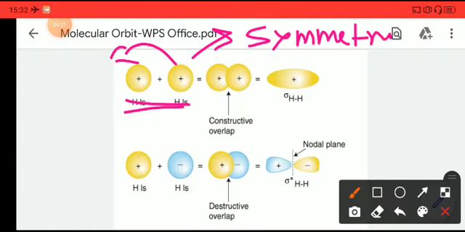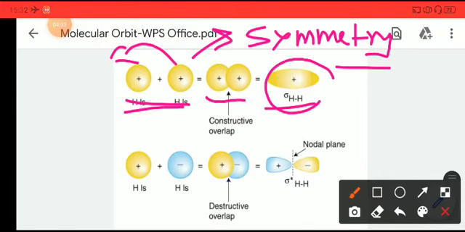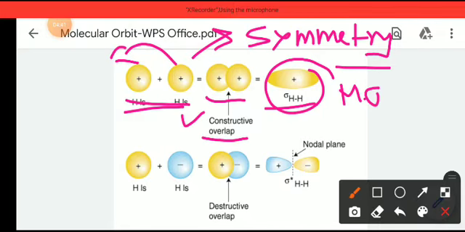Symmetry is a larger concept and is not in your syllabus, but just know that when two atomic orbitals have the same kind of symmetry, they merge and form a large molecular orbital. This overlap is called constructive overlap because they form a new molecular orbital with a higher amount of overlap region.